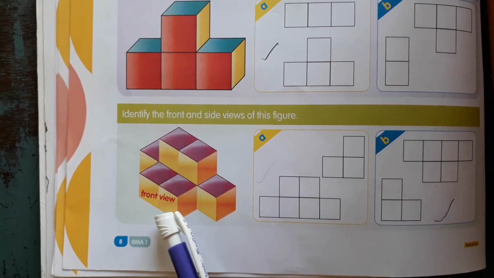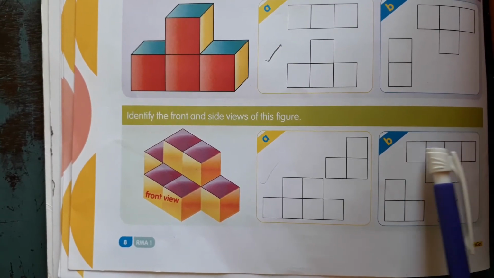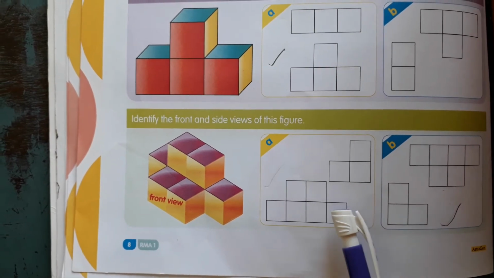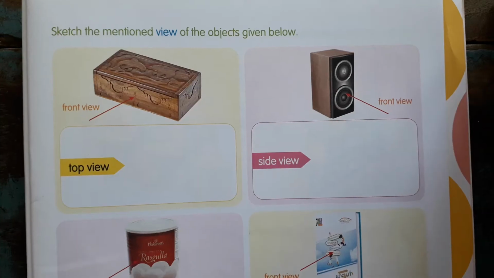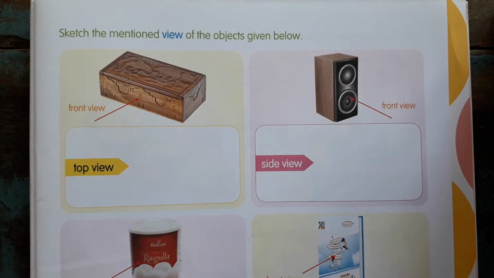Why? Here in the front view, first 2 square grids are visible and the next 4. But in the A option, first 4 are visible. So this is not correct. B is the correct option. Now come to the next page, page number 9, children. Sketch the mentioned view of the objects given below.